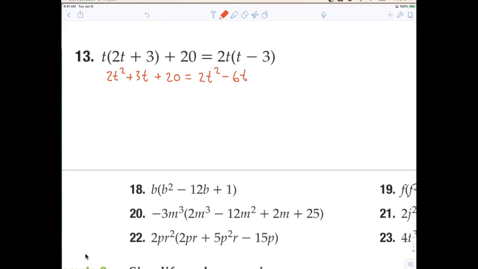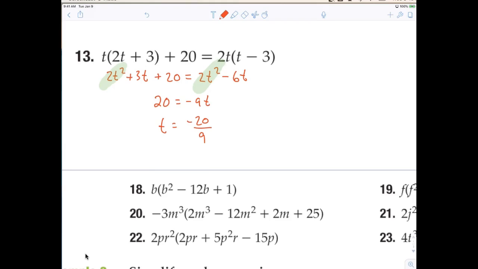minus 6t. Beautiful. Now, generally right now, for solving these equations, not next week, but this week, the squares always have to cancel, because we don't know how to solve a quadratic yet. Next week, we're going to learn how to solve quadratics, but right now we don't. So what happens to the 2t squareds? They cancel. So you can get a fraction. That's what you were worried about. So 20 equals negative 9t, so t is equal to, be careful, negative 20 over 9.